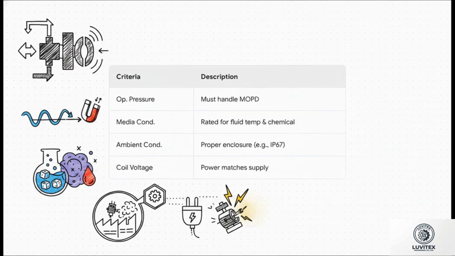Next, media conditions. Are you pumping regular cold water or a highly corrosive acid? The seals have to perfectly match whatever is flowing through. Ambient conditions matter too, for sure. I mean, an underwater valve is going to need a watertight IP67 enclosure to survive. And finally, coil voltage. Give it the wrong power supply and the valve will either just sit there, staying shut, or it'll severely damage itself. Miss even one of these limits and your whole system fails.